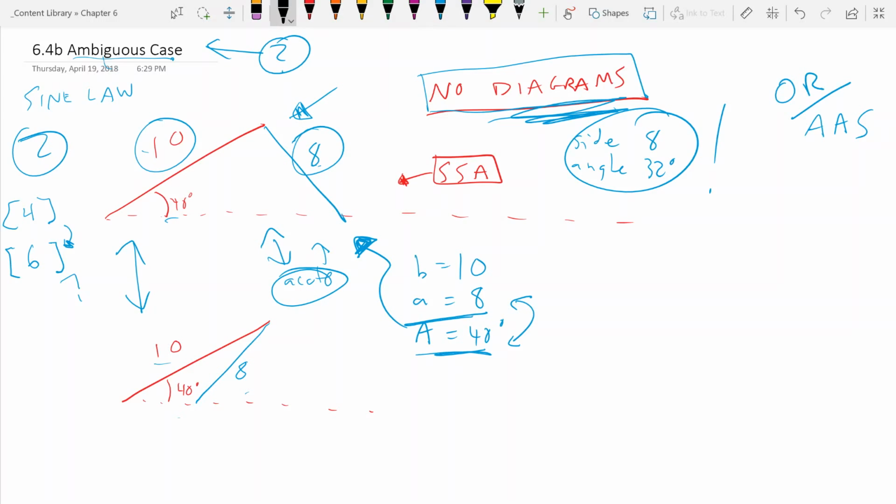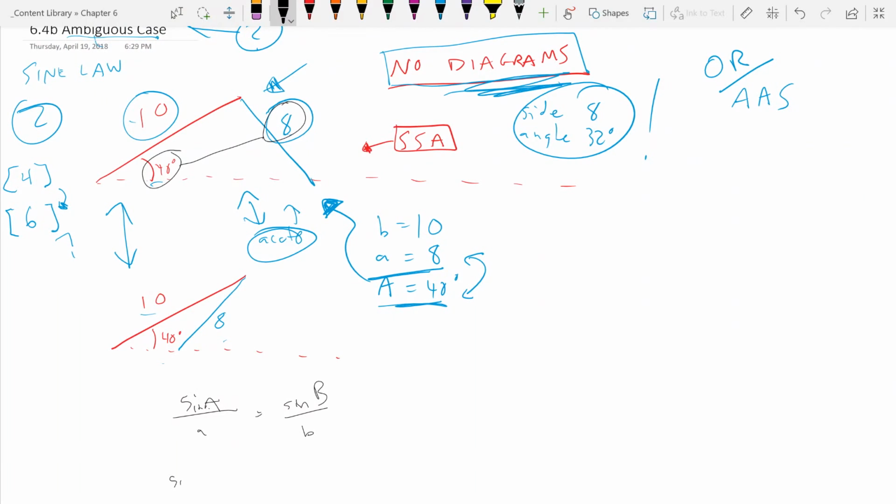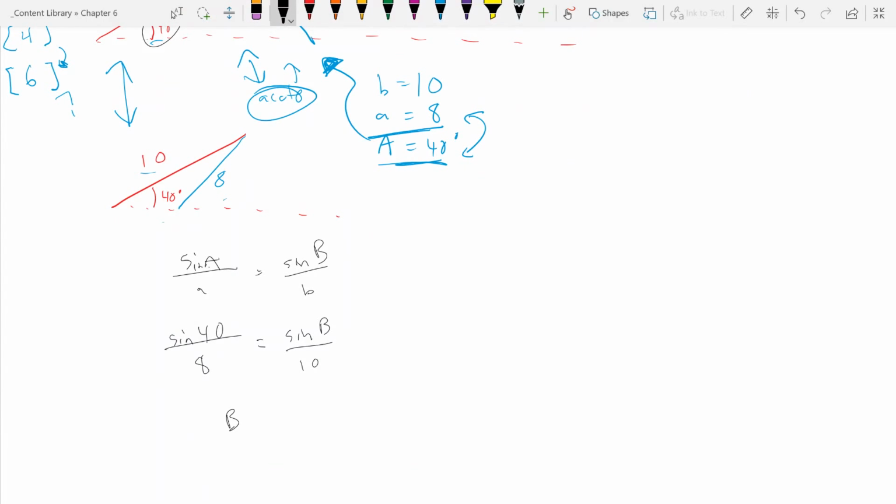okay? So I'm going to set up my sine law. Sine A over a equals sine B over b. I'm going to sub in my numbers. So again, I got my matching pair right here. Let's sub in the numbers. Sine 40 over 8 equals sine, we don't know, B over 10. So when I rearrange and solve, I am going to get, let's just double check. I got 53 degrees. Okay, great.